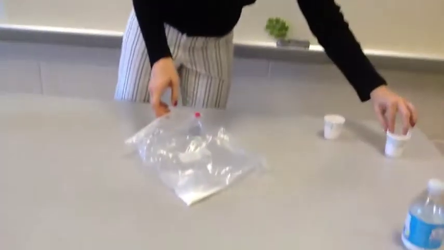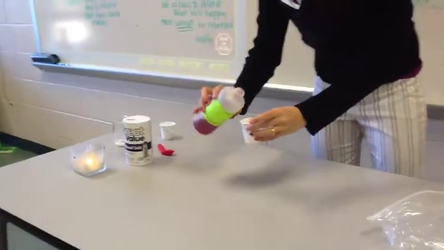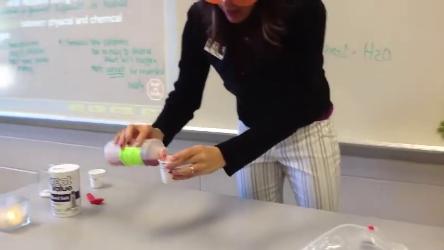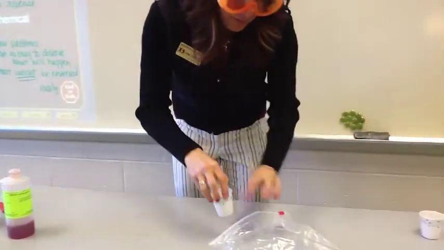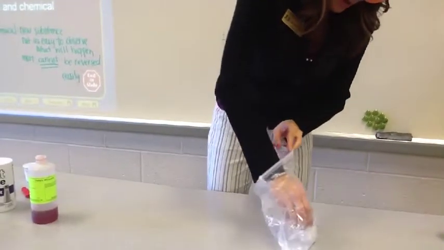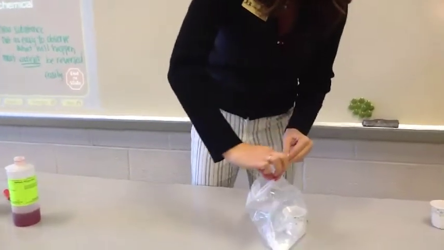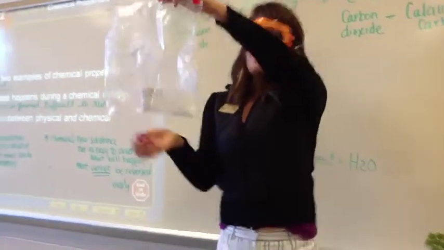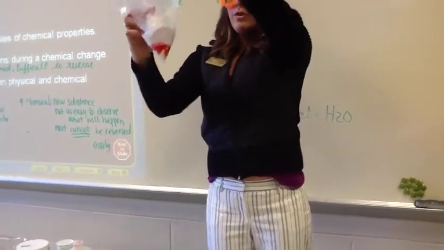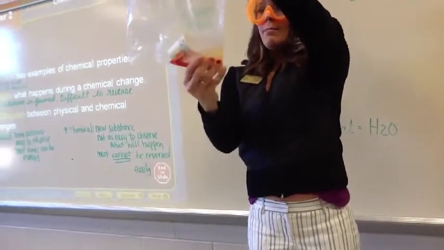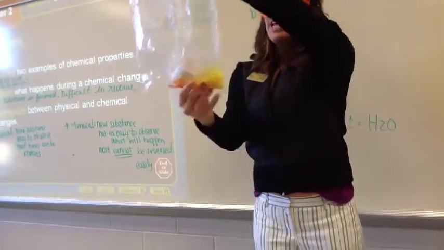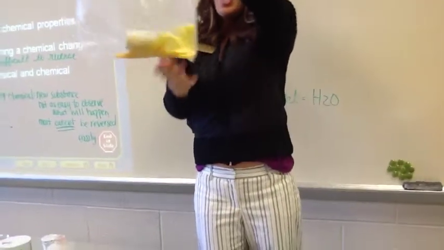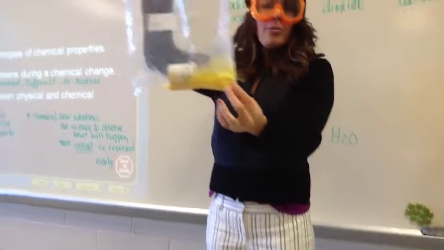And now I am going to add my indicating solution, which is phenol red. I'm going to add about 10 milliliters of this. And we're going to see if there's some type of chemical reaction going on. Shake it up. All I have to do is turn it over and mix it. Oh, it's yellow. So what does that tell us? It is acidic. It's getting hot, which means it's exothermic.